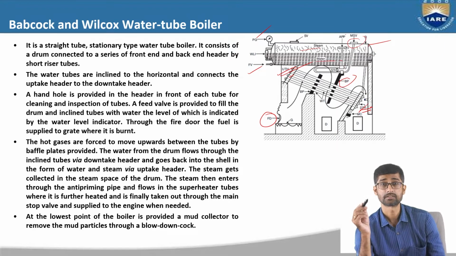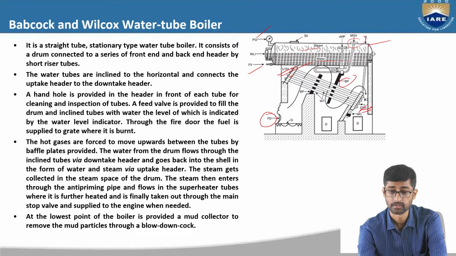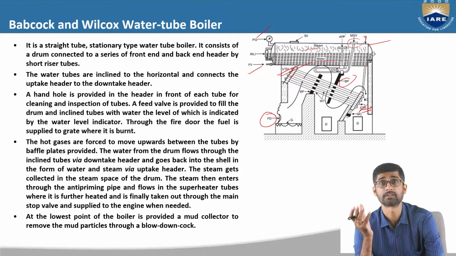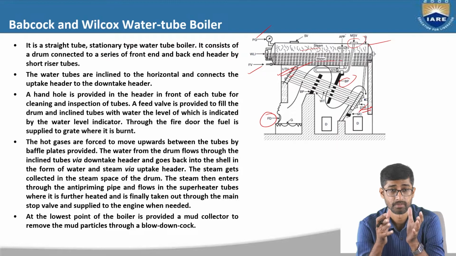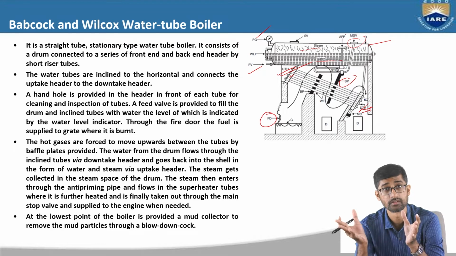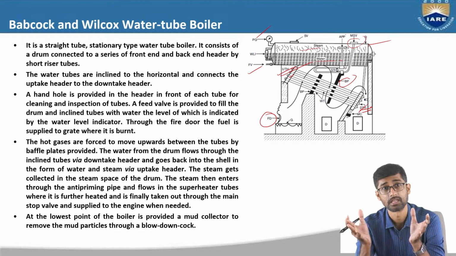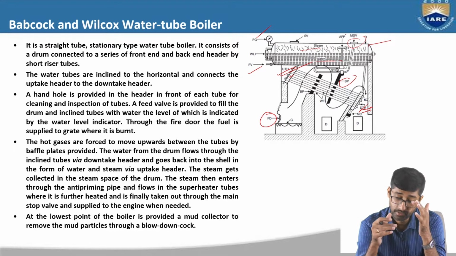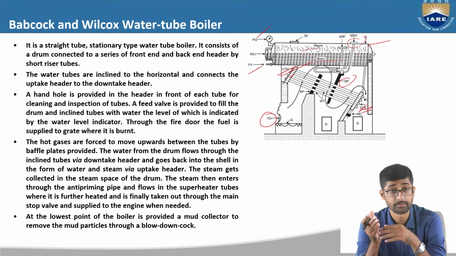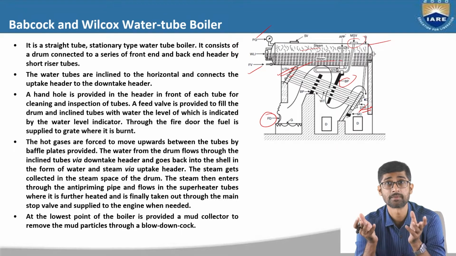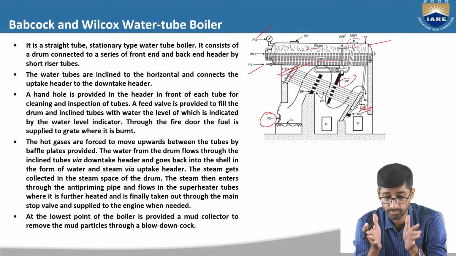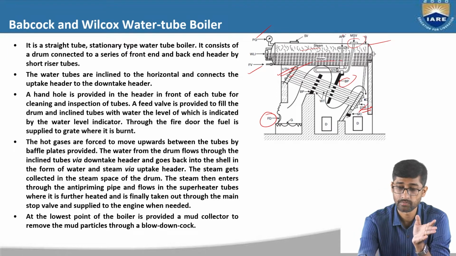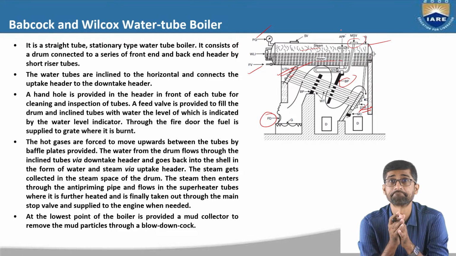Then the steam enters through this anti-priming pipe because the steam contains some moisture, right? If there is moisture, then there may be a problem because this steam is going to the steam turbines. If it contains moisture, it creates a problem in steam turbines. It damages the turbine blades. So to reduce the moisture content in the steam, we are providing one anti-priming pipe, right?